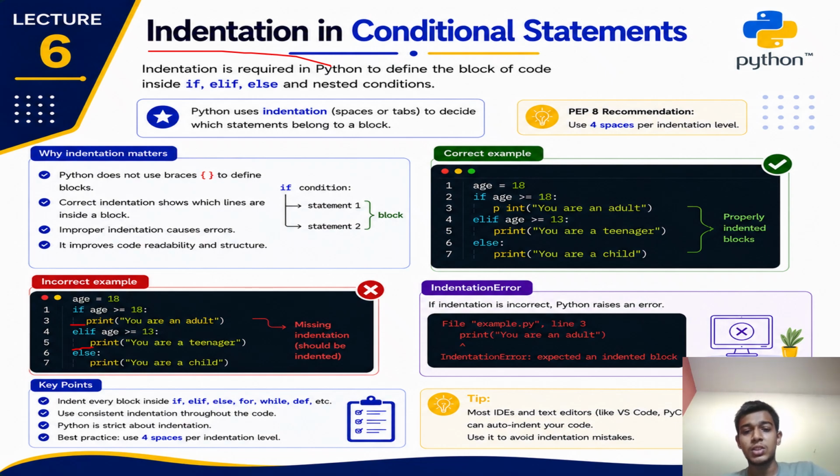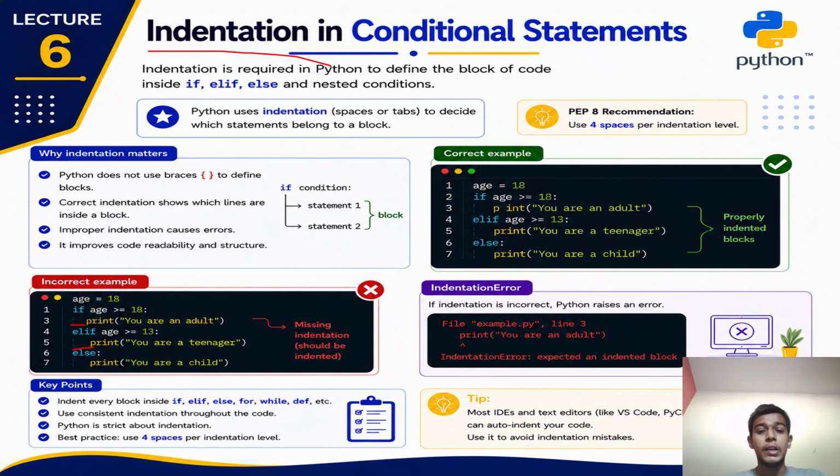Python uses indentation, which means spaces or tabs at the beginning of a line, to decide which statement belongs to which block of code. Without indentation, Python cannot understand the structure of code. This is why indentation is not optional in Python. It is a required part of the language. Whenever we use statements like if-elif-else, for, while, or even functions, we must indent our code inside those blocks.